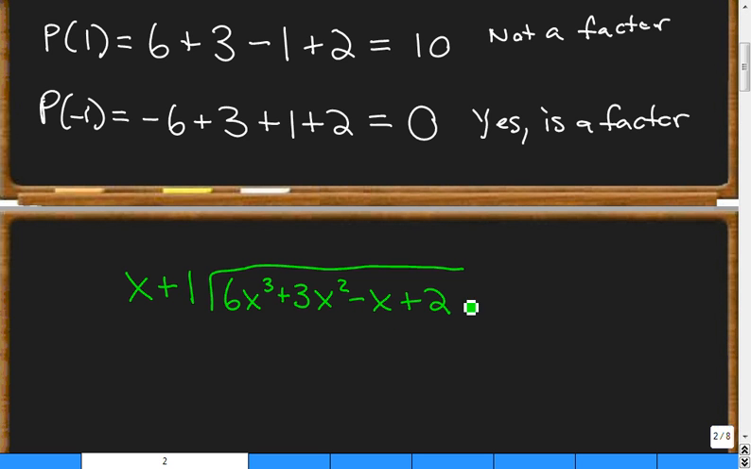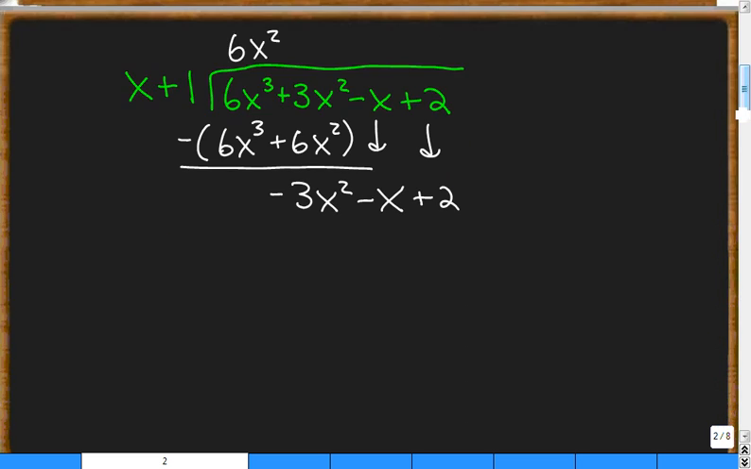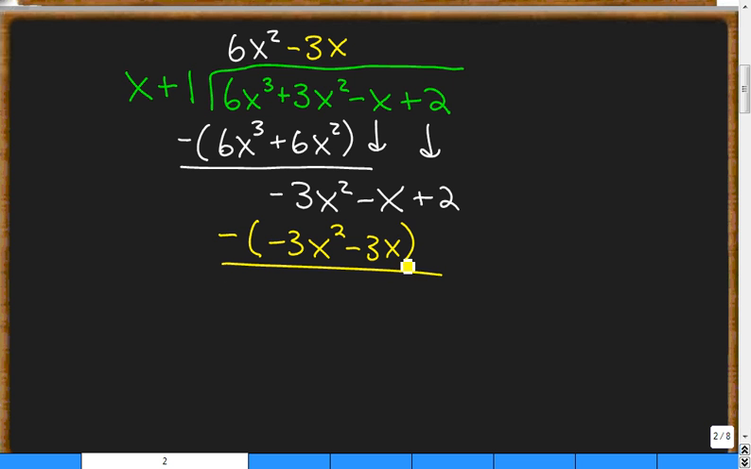When we go through here, the first term should be 6x squared. So this should give us 6x cubed plus 6x squared. When we subtract these, we should get negative 3x squared. Bring down this, we get negative x. Bring down this, we get a positive 2. So our next step, x times negative 3x, that should multiply down. So we get negative 3x times x makes negative 3x squared. Negative 3x times 1 makes negative 3x. When we subtract these, we'll end up with 2x. And we bring down our positive 2.